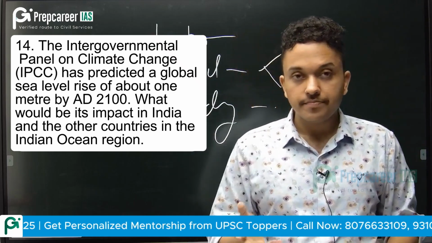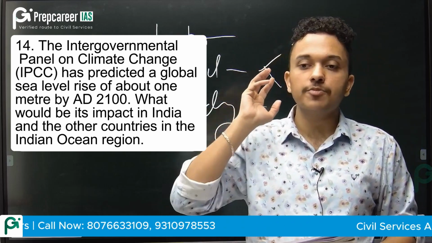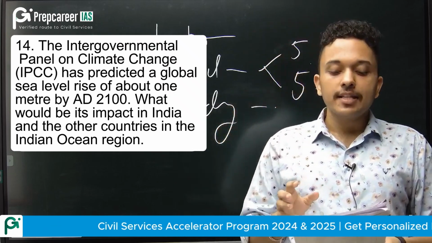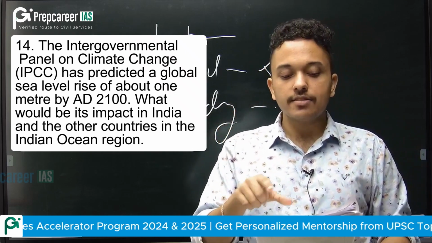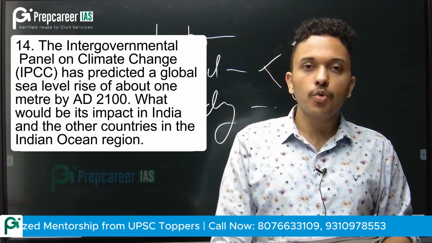So that's the introduction. In the body, the first part is about addressing the first part of the question, which is a statement, wherein the statement says that the IPCC has predicted the sea level rise of about 1 meter by 2100. So you have to give arguments proving that.